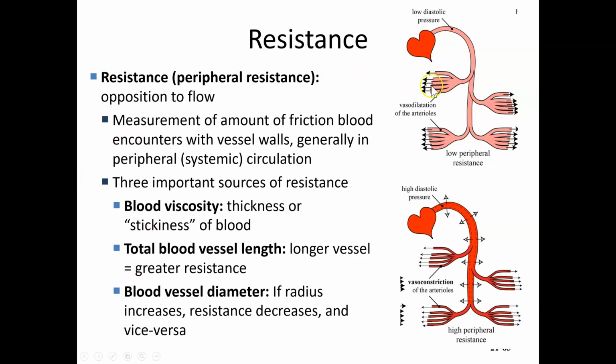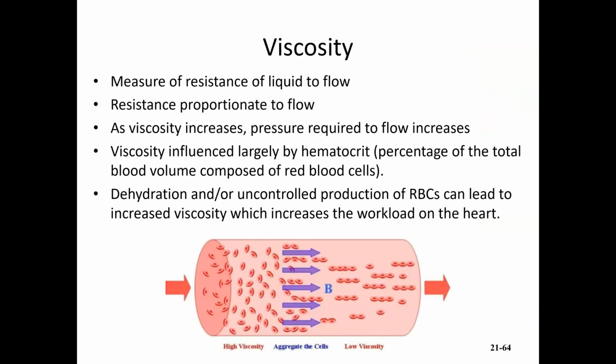So if we just take a look to the right here, we could see that when we have low diastolic pressure, it's due to vasodilation of our arterioles, which is going to allow low peripheral resistance. And when we have a high diastolic pressure, that means that we have vasoconstriction going on, and that gives us high peripheral resistance.